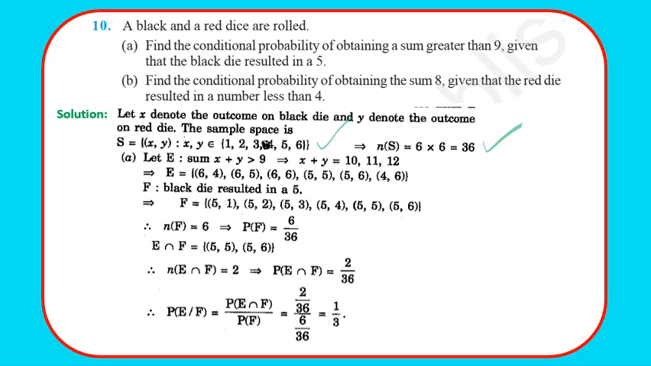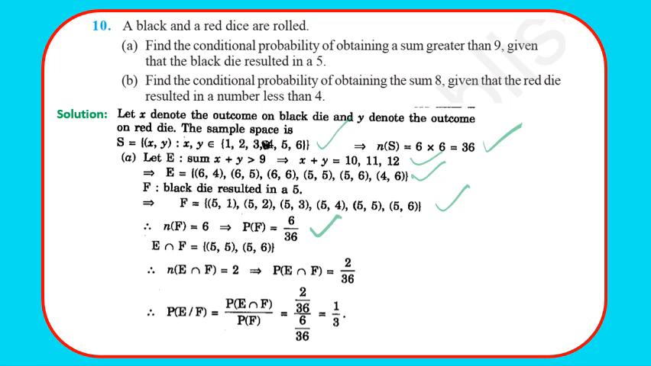So E is the event that X plus Y is greater than 9. So X plus Y can be 10, 11 and 12. So E becomes (6,4), (6,5), (6,6), (5,5), (5,6), (4,6). And F: the black die resulted in a 5. So F will be (5,1), (5,2), (5,3), (5,4), (5,5), (5,6). So n(F) equals 6.